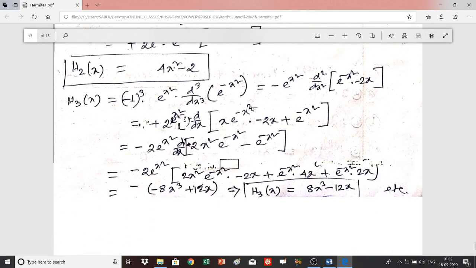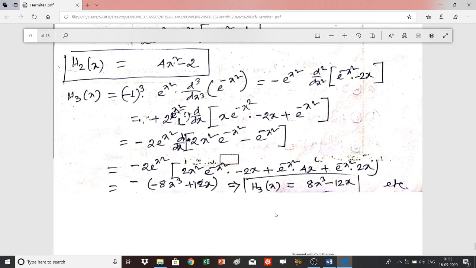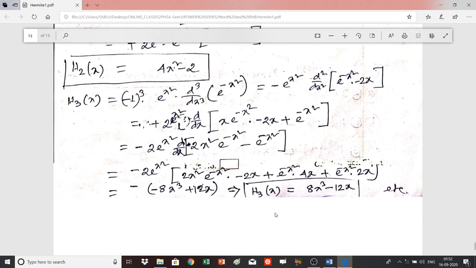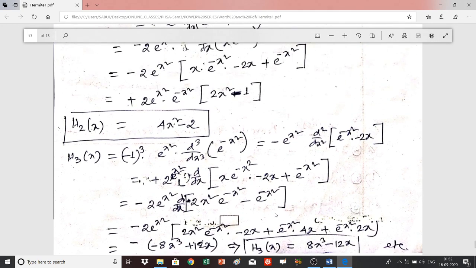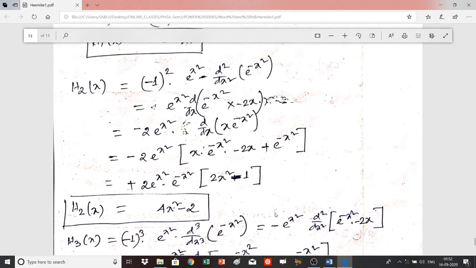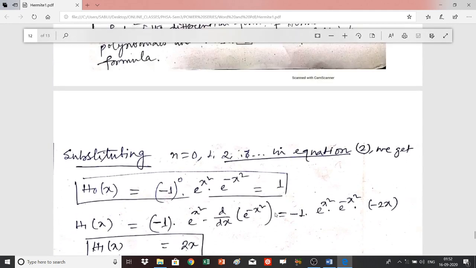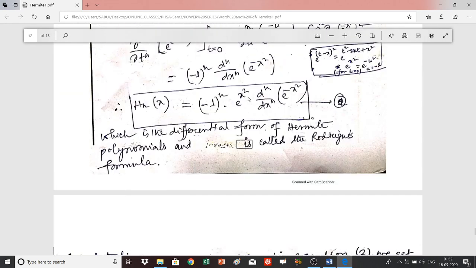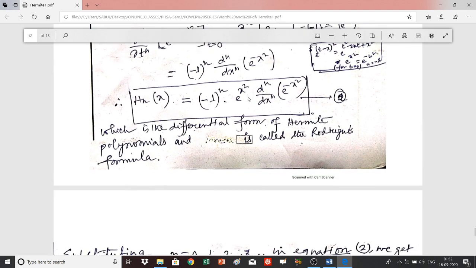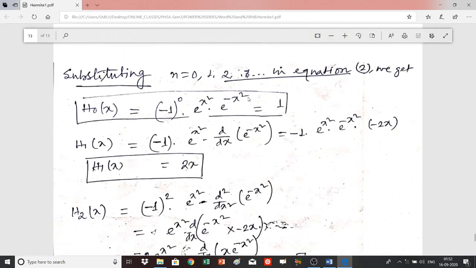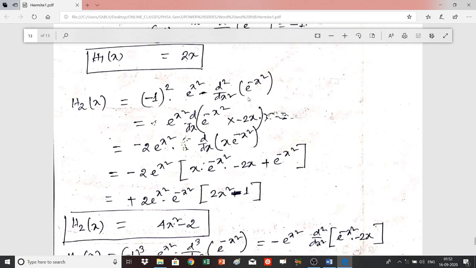And in similar fashion H_3 will give you this, and this is the whole calculation, just to practice, and you will finally get H_3(x) is equal to 8x cubed minus 12x. So in this way all other Hermite polynomials can be calculated, and what you have to do is just use n is equal to 1 to 3, etc. in this equation, the Rodrigues formula, and you will get then all the Hermite polynomials.